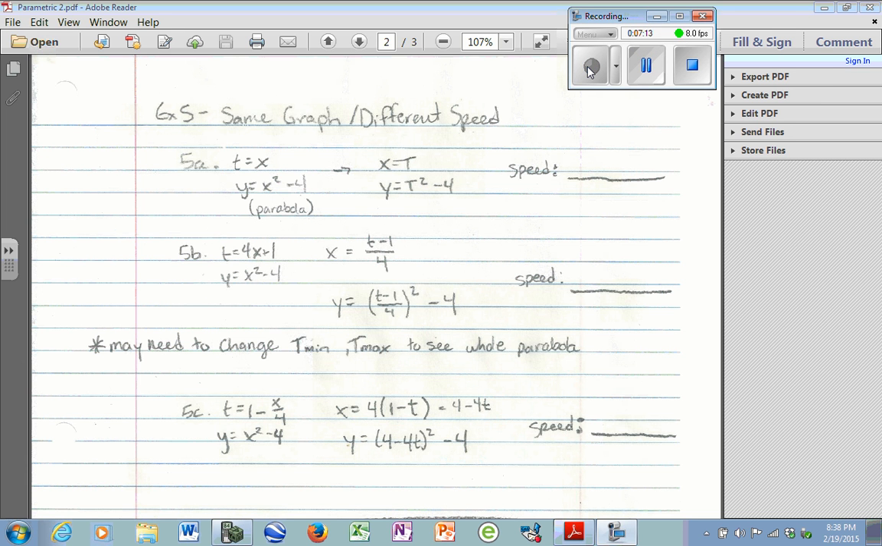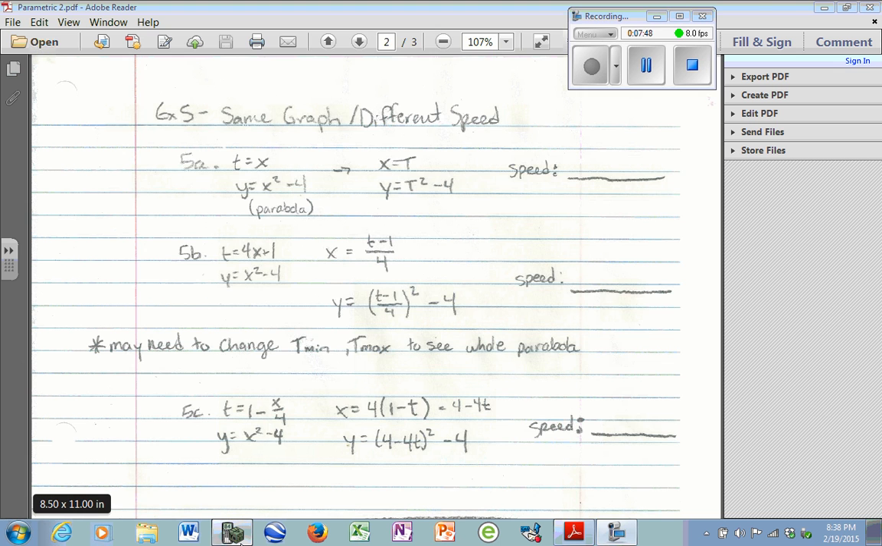So what are they going to do with these? On all 3 of them, you've got the same equation in regular form: y equals x squared minus 4. It's a parabola. They're just changing the parameters here. First parameter, we already said this, t equals x. So if we want to put this in parametric terms, we substitute into the second equation, in place of x we put in t. y equals t squared minus 4.